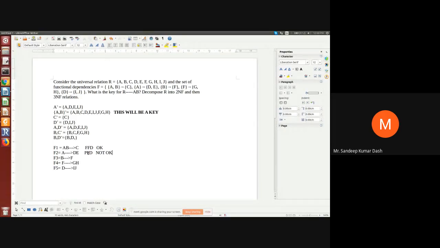Yeah, what I call. So this is partial functional dependency. This is not okay. Now this one, no, sir, this is also partial functional dependency.